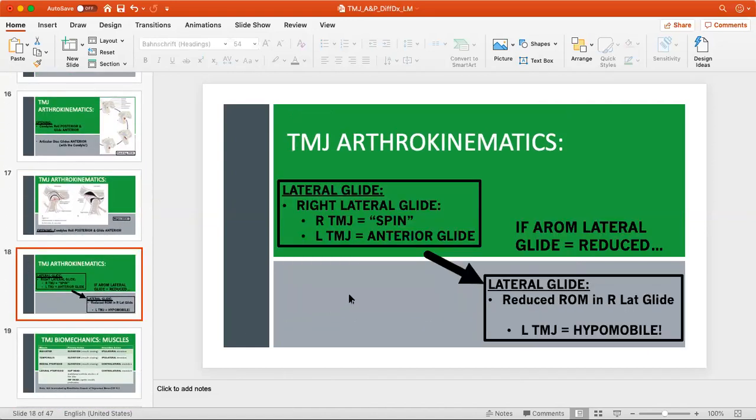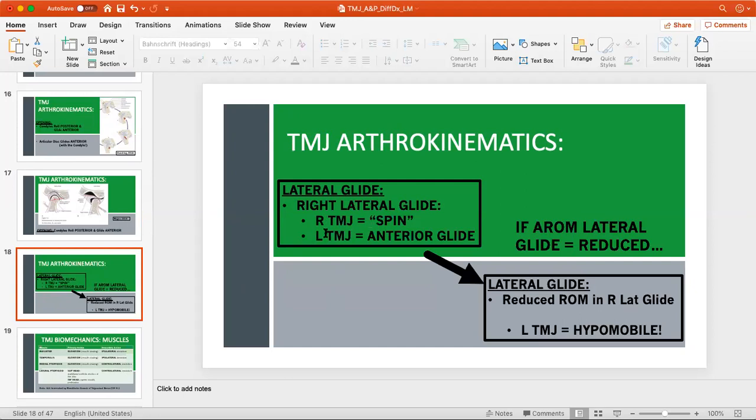Super, okay. So arthrokinematics, what happens at the joint if you are laterally gliding? What is going to be the kinematic at the right joint versus the left joint? So in a right lateral glide, or moving your mandible to the right in a lateral motion, the right temporomandibular joint is actually going to pivot or spin. And if you think about this, you need to have some excursion. It's almost like moving in an arc as you go to the right.